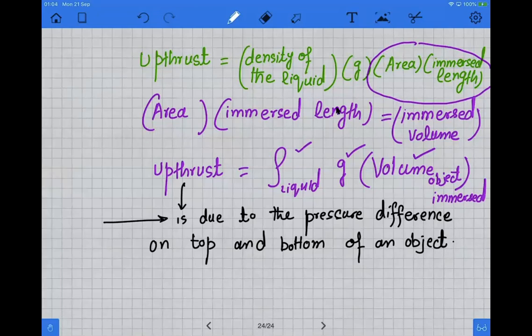In this slide, we'll cover up to this point. In the next slide, we'll see different factors affecting the upthrust and problem solving about upthrust.